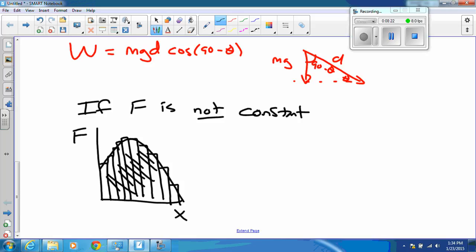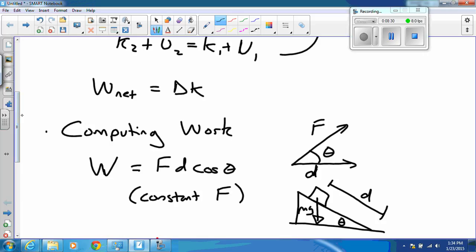But I still have to pay attention to direction, because it could be positive or it could be negative. So work equals area. And that's how the computing goes.